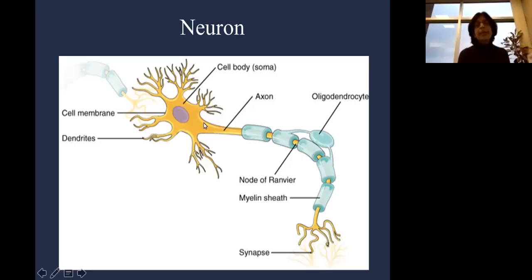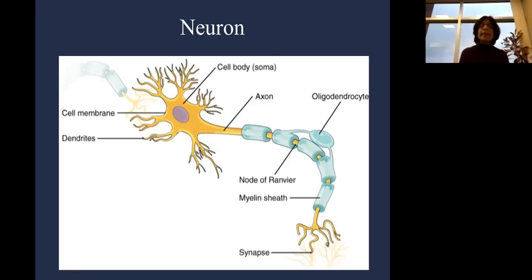So here is another key area. You call that the initial segment. Okay, so initial segment is where the origin of the action potential typically occurs. This is a junction between the cell body and the axon. It has another name, axon hillock. Axon hillock, or initial segment, basically is where the action potential originates. Okay, so it starts here.